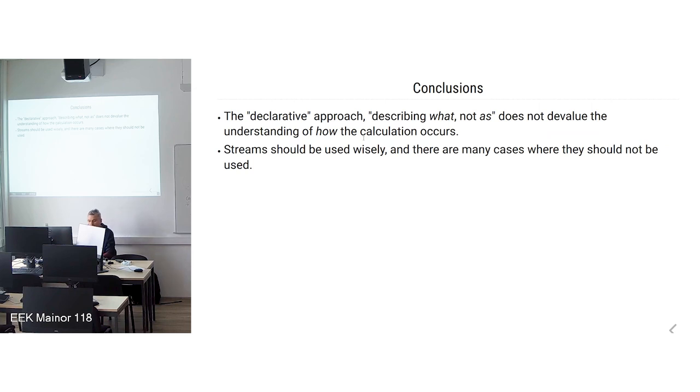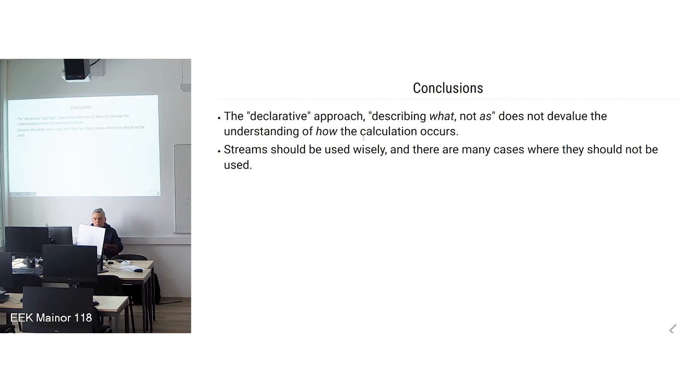Okay, so my conclusions are the following: the declarative approach does not devalue the understanding of how the calculation occurs. So you already understood that we have these optionals, we have these streams, and we have another example of a declarative approach, comparators. I showed you comparator by this, then by this, and reverse, and so on. This is a declarative approach of doing things. But you still must understand how Java is actually carrying out this calculation, so that you do not write dumb code.